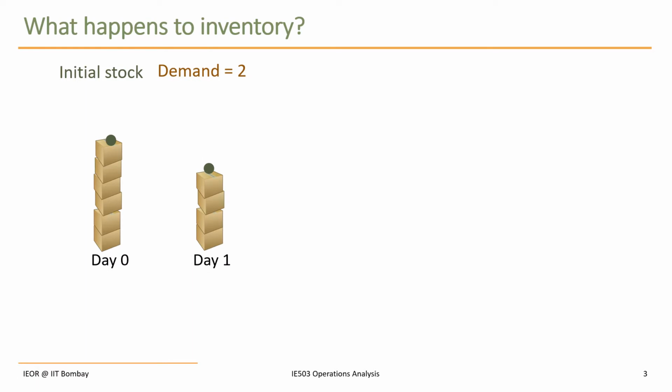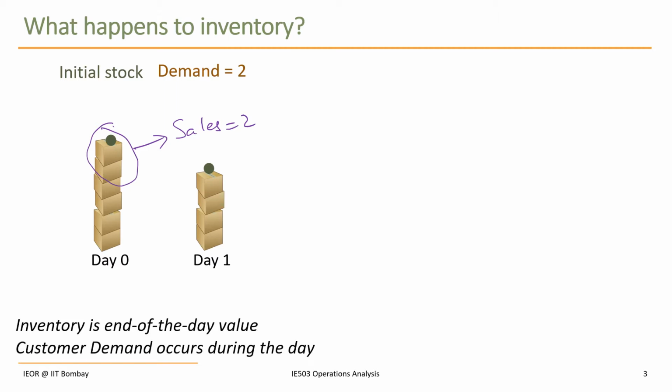Suppose on day 1, the shop faces a demand of 2 units. That means 2 units from the inventory are going to be sold against the demand that was received at the store, and the balance will be 4 cartons of inventory on day 1.